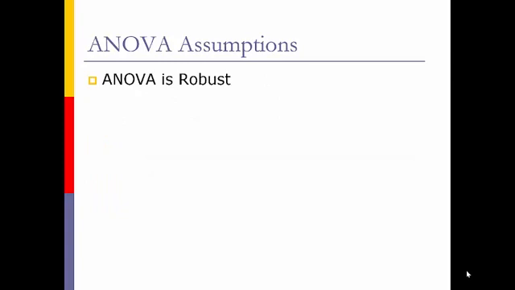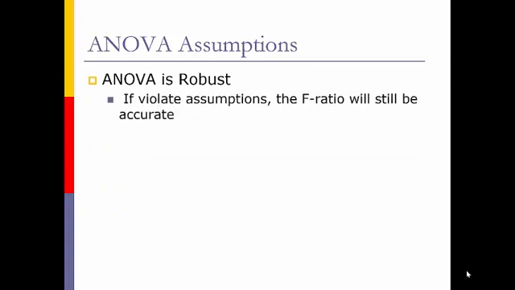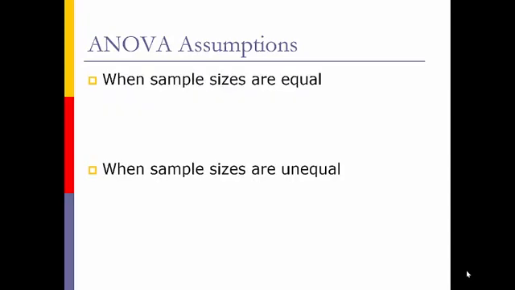Good news, ANOVA is fairly robust. So even if you do violate the assumptions, the F ratio will generally still be accurate. Now that is a little bit of an oversimplification, and we're going to get into more details about that in the next slide. But that is very important to know, that we can still violate some of those assumptions and not have to throw away the ANOVA test. So what happens when we violate some of these assumptions?